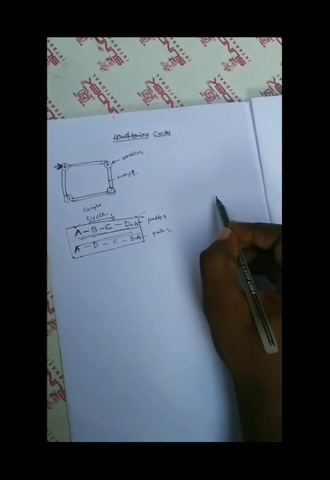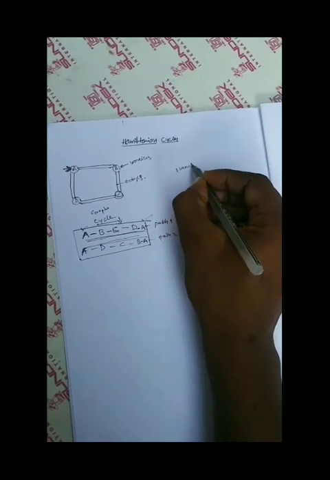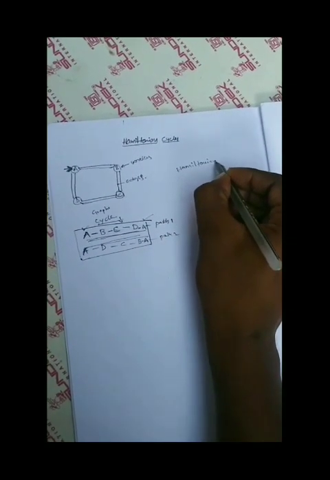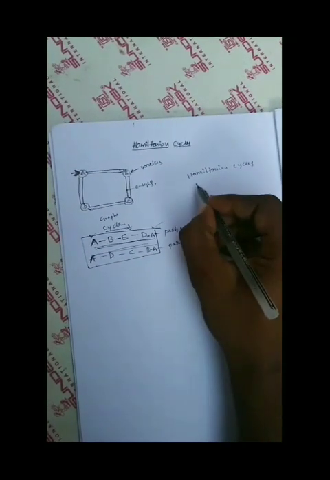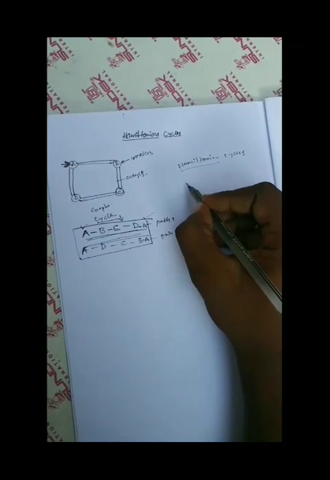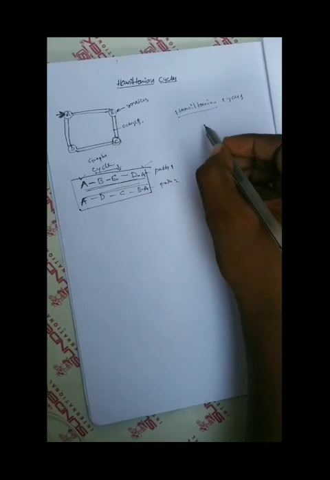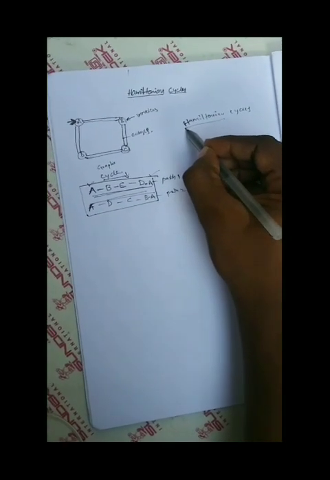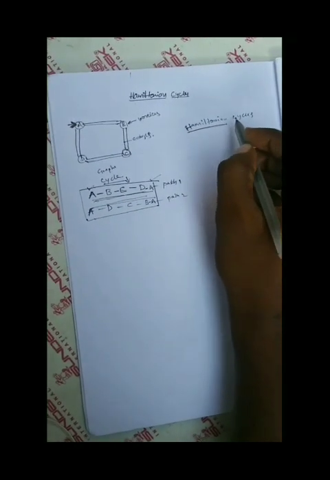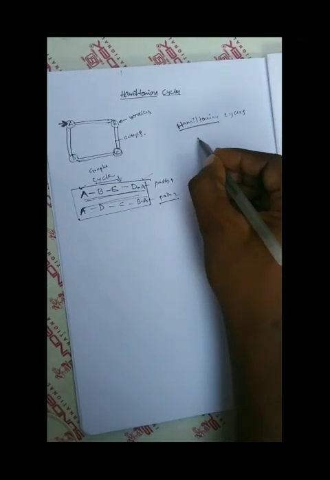So these circles are called Hamiltonian cycles. The name Hamiltonian comes from the scientist Hamilton, who suggested these cycles, so the name became Hamiltonian cycles, and the path present in the cycle is called a Hamiltonian path.